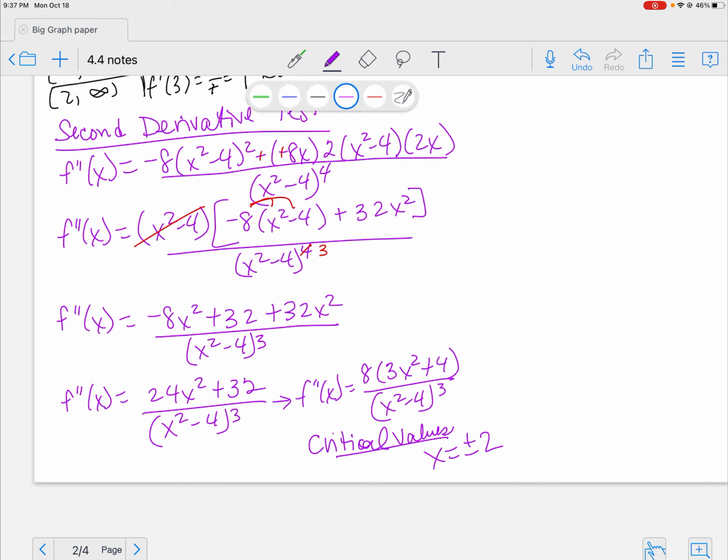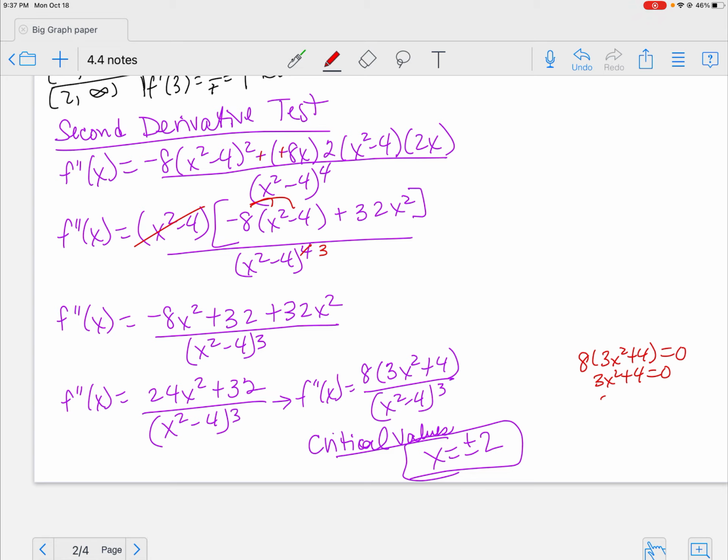No. Just for grins, let's go over here and I'm just going to show you real quick. I've got 8 times a 3x squared plus 4 equals 0 divided by 8, right? So 0 divided by 8 is still 0. When I subtract 4, you get 3x squared is equal to a negative 4. So x squared is equal to a negative 4/3.